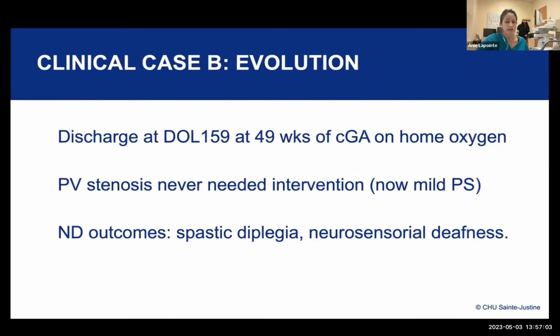So this baby was discharged at day of life 159, at 49 weeks of corrected gestational age, on home oxygen. The pulmonary stenosis never needed intervention. So now in the follow-up, the pulmonary stenosis is mild. Neurodevelopmental outcome was also bad for this baby, with spastic diplegia and neurosensorial deafness.